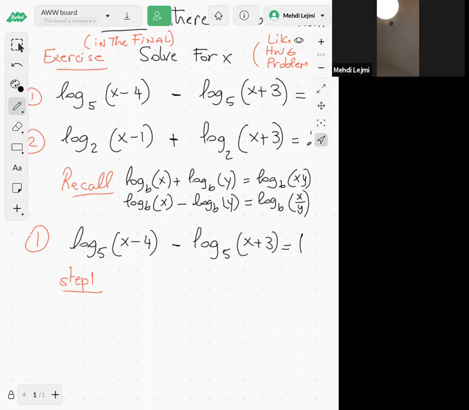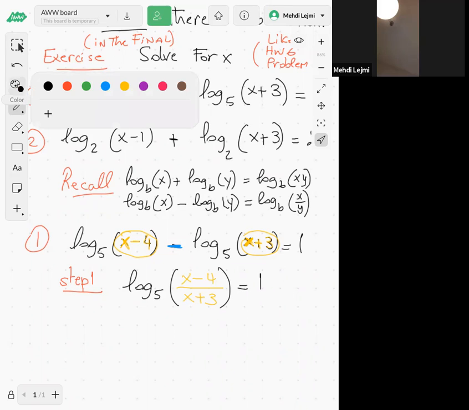So that will be log base 5 of, well, because it's a minus, again, you have to be careful, guys, this is a minus, so that will be my x in here, this thing here, over the y here, which is this x plus 3. All right, so that will be x minus 4 over x plus 3 equal to 1.